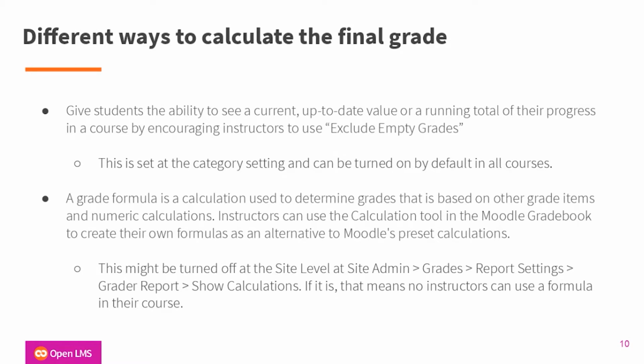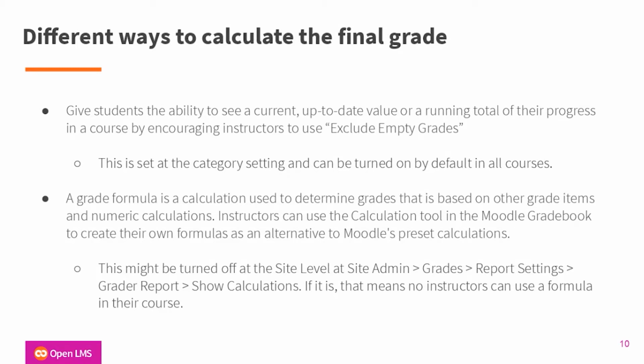The area to go to is site administration, grades, report settings, grader report, and you go all the way down to show calculations. There's a setting there. When you check that show calculation setting, what that enables every single course to do is go into that course total. If you don't have this checked, when you go into a course and go to the course total, the only option you have is to hide it.